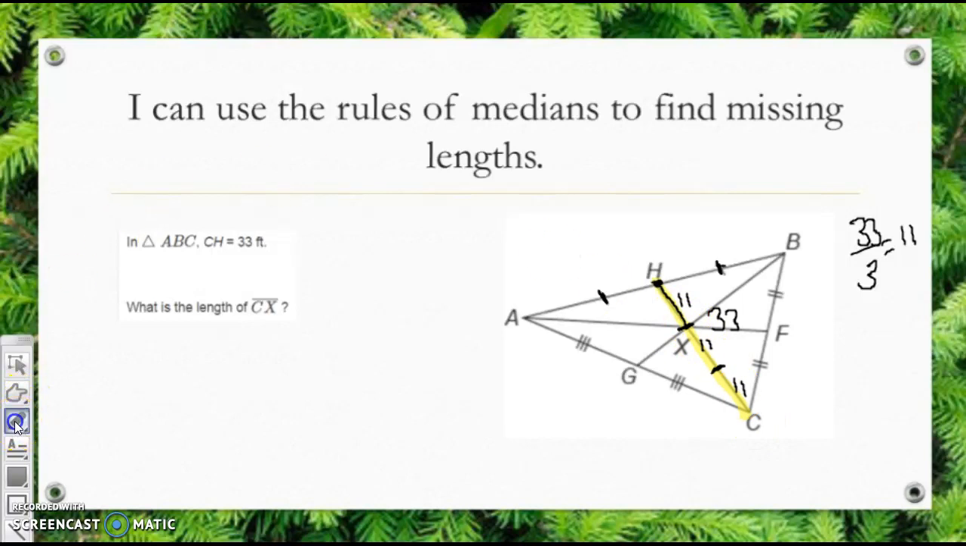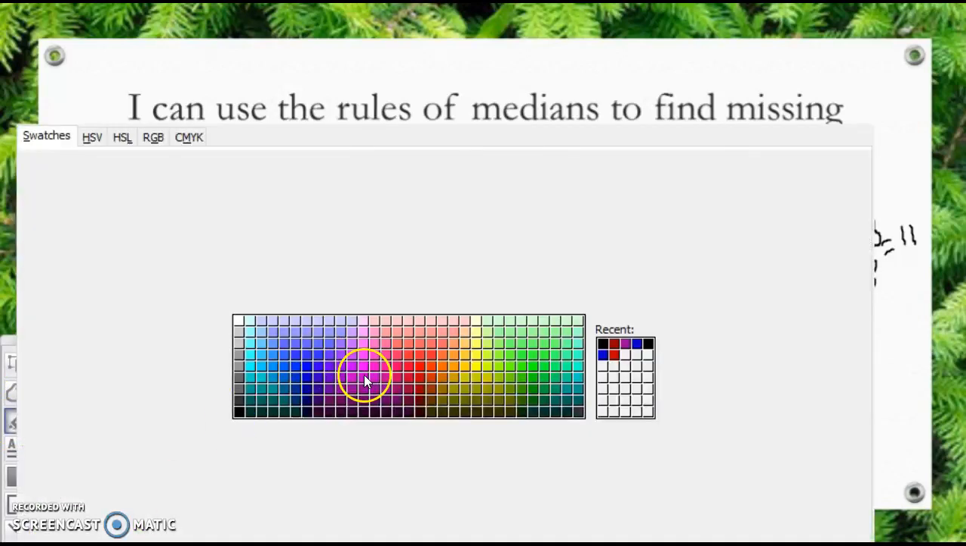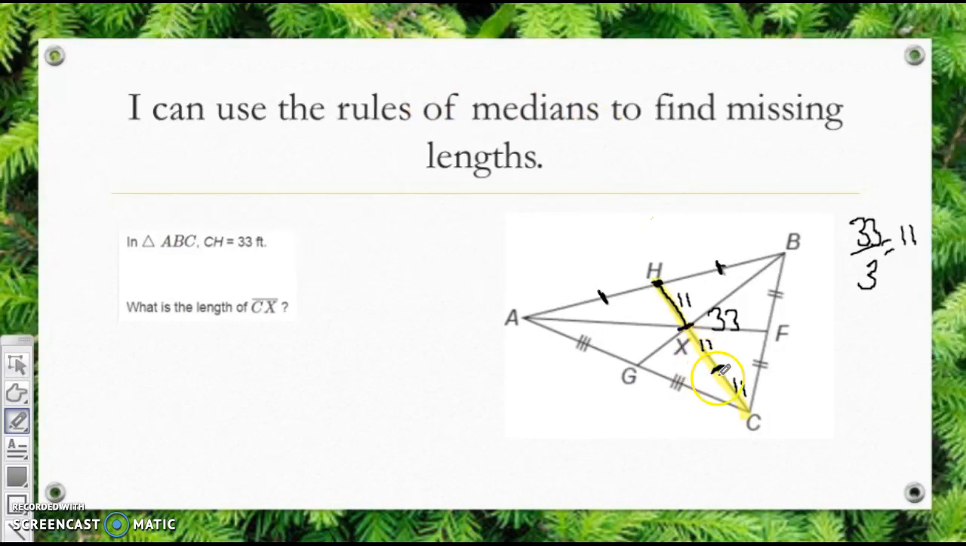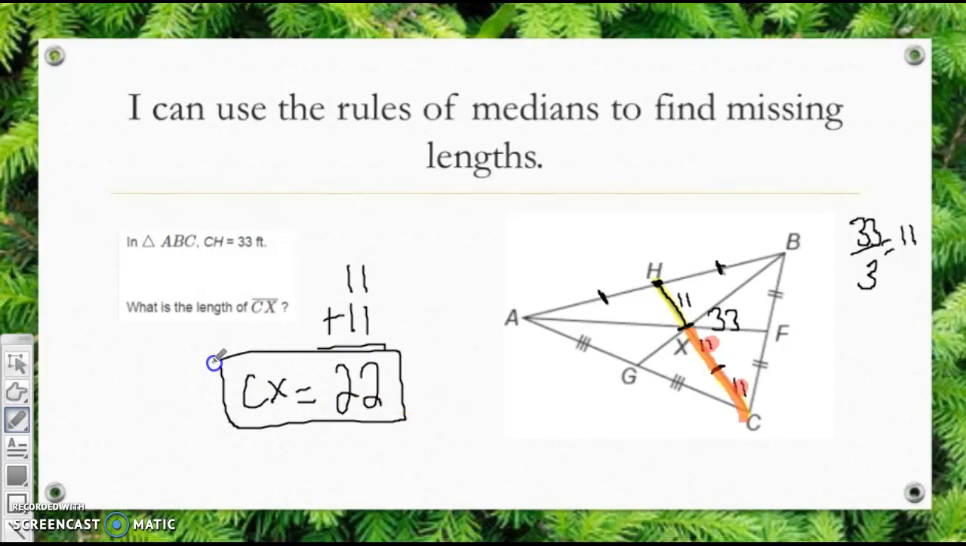Now let me go over here and color code what I'm actually looking for. I'm actually looking for the length of CX. So I need to take that 11 and I need to add it twice. I need to do 11 plus 11 to get the total length of that line. So the length of CX is going to be 22 units.